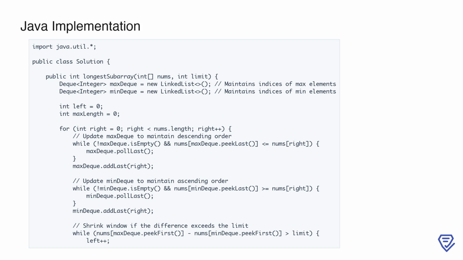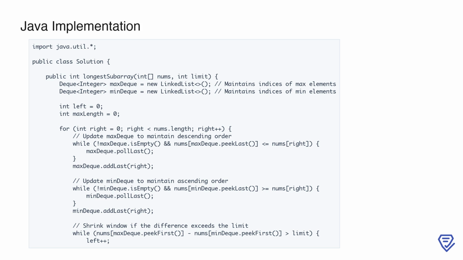Here, we begin the implementation of a solution for finding the longest continuous subarray where the absolute difference between any two elements is less than or equal to the given limit. We start by defining a method longestSubarray, which takes an integer array nums and an integer limit as inputs.